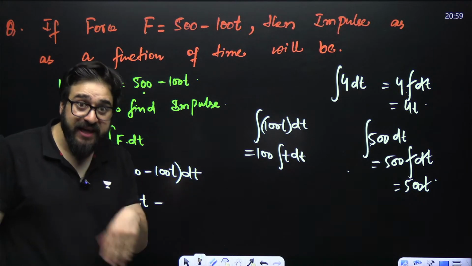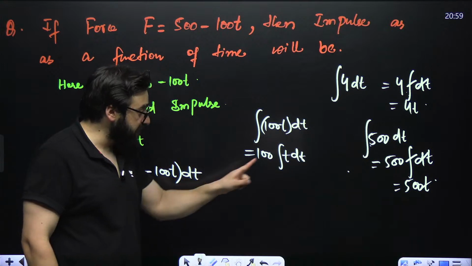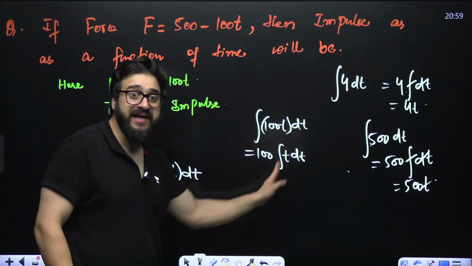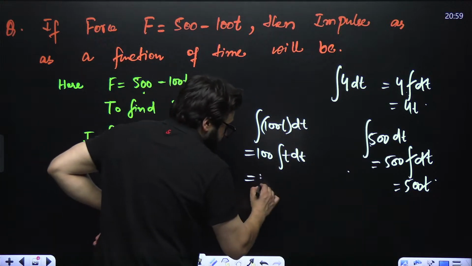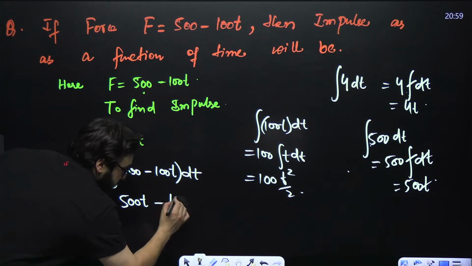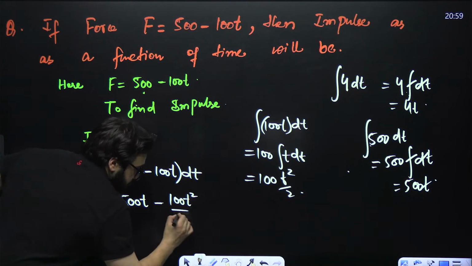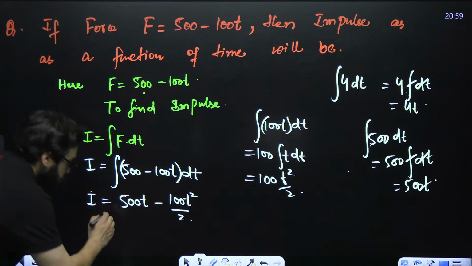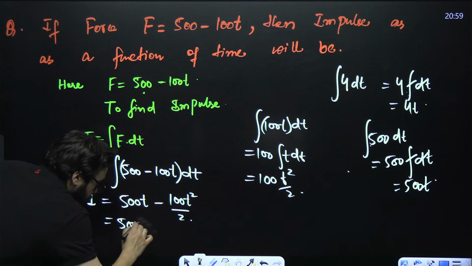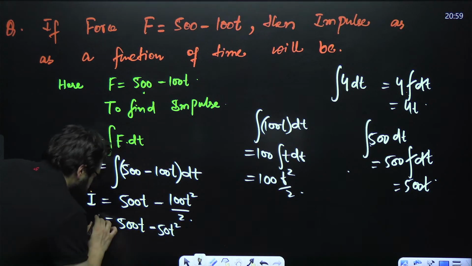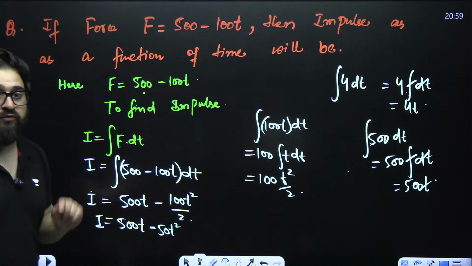Integration of t will be t raised to the power 1 plus 1 upon 1 plus 1. So that will be 100, we say, t square divided by 2. That I'll write over here, 100 t square divided by 2. So this will come out to be 500t minus 50 t square. So this is the relation of impulse.